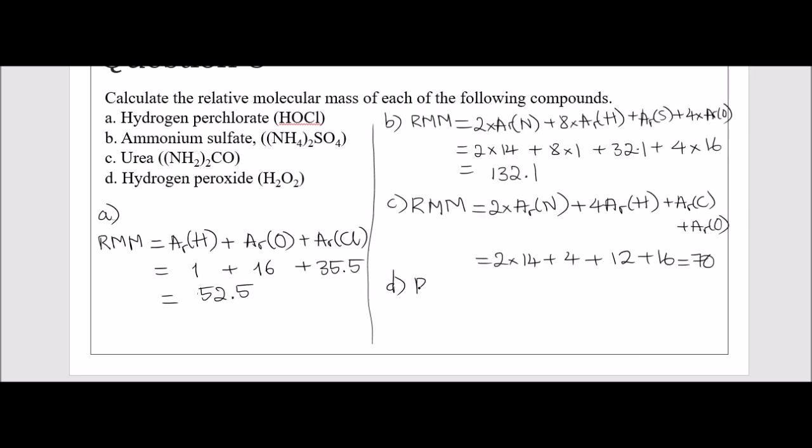Hydrogen peroxide, last one, RMM. So you have 2 of the relative atomic mass of hydrogen, followed by 2 of the relative atomic mass of oxygen. So you have 2 times 1 plus 2 times 16, which is, let's hope my math is better this time, 34. And that's it for question 8.